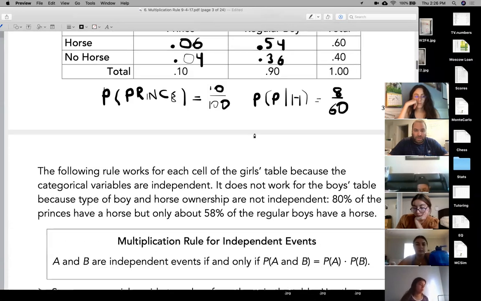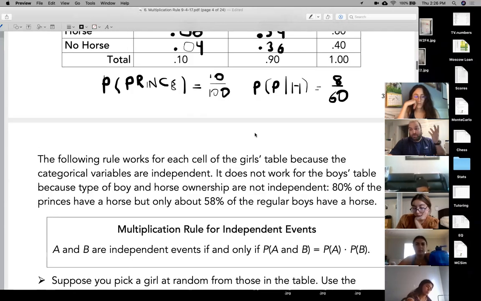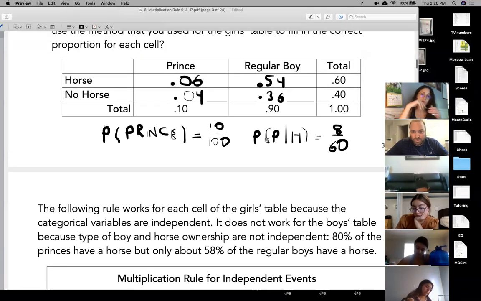Okay, so I have a question. After 10 over 100, is that P parenthesis P1 minus 1, or is that like a dash to separate? This is my amazing handwriting where I say the probability of a prince given that it's a horse. Oh, it's an H. I don't know how you missed that, because that is so clearly an H.